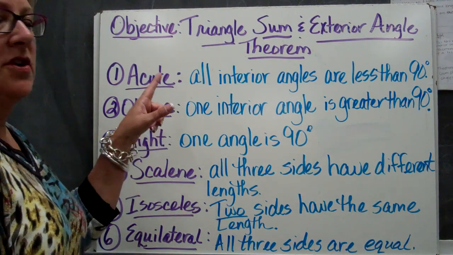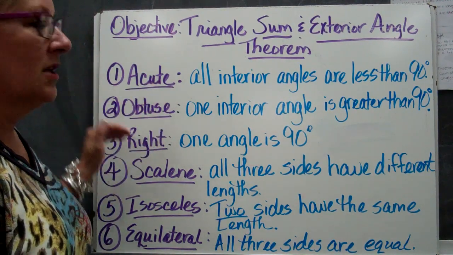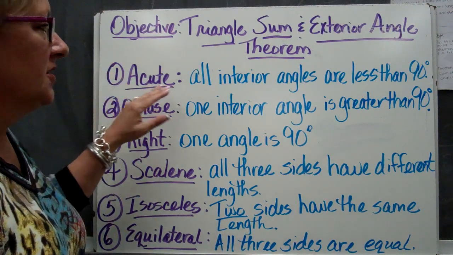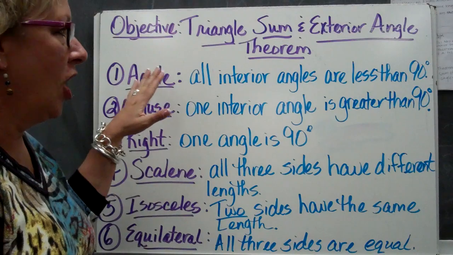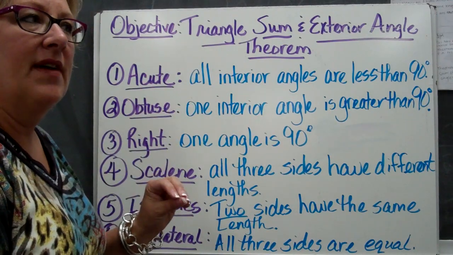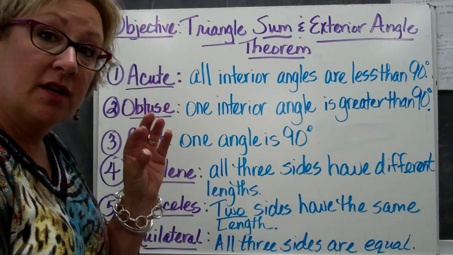Triangle sum and exterior theorems. We're going to look at some of the triangles that we already know, and we're going to go over their definitions. An acute triangle means that all of the interior angles are less than 90 degrees. Think of it as all three angles are acute.